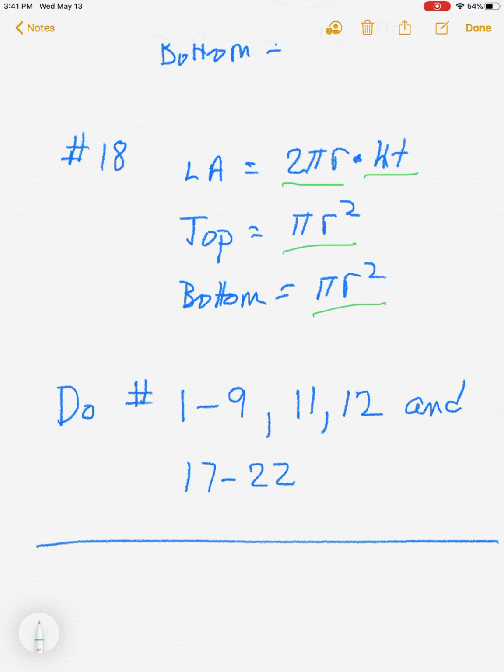Your assignment for this unit is problems 1 to 9, 11 and 12, and problems 17 through 22. Thank you.